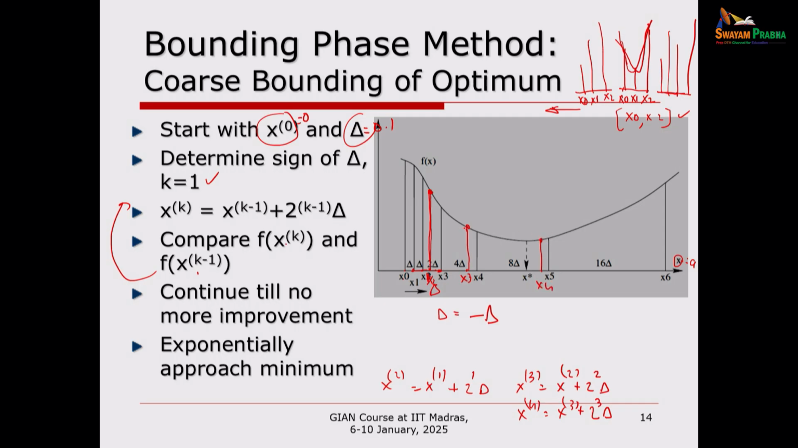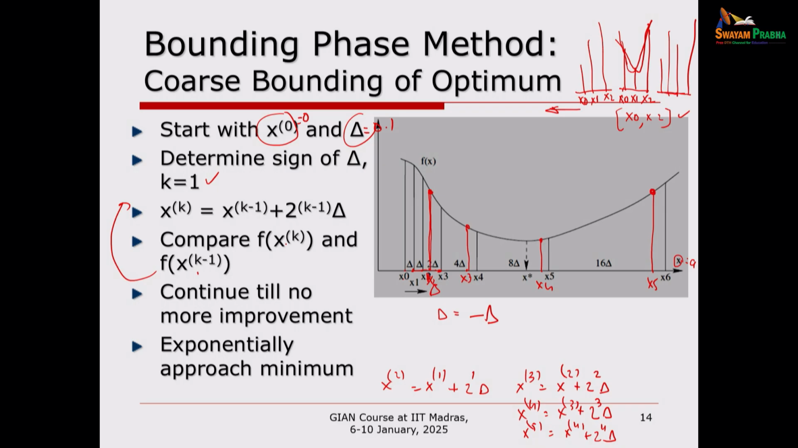I still see this is better than x3, but you see my optima is here, I have already crossed it. But the algorithm does not know, because the algorithm does not know there is a minima here, it is just finding a few discrete points. So the algorithm will move on. So x5 will be x4 plus 2 to the 4 delta, which is 16 times delta. So I will come here, this will be my x5. Now I see that x5 is worse than x4. I stop. I don't have to move any further.